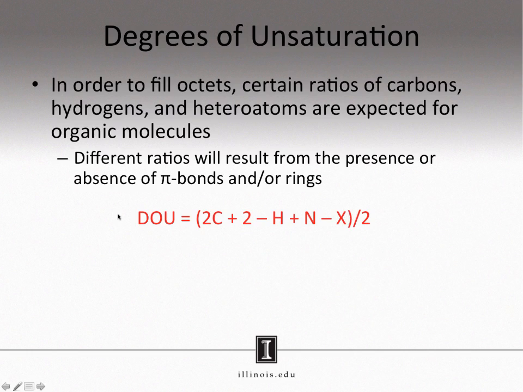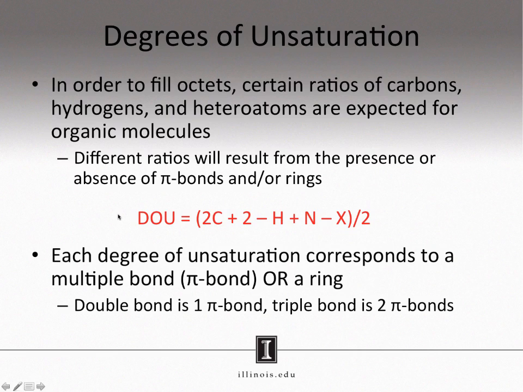Do not memorize this equation. If you need it, it will be provided to you. Every degree of unsaturation corresponds to a multiple bond, a pi bond, or a ring. Remember that a double bond is one pi bond. Therefore, a double bond would correspond to 1 degree of unsaturation. A triple bond contains 2 pi bonds. Therefore, it would contribute 2 degrees of unsaturation.